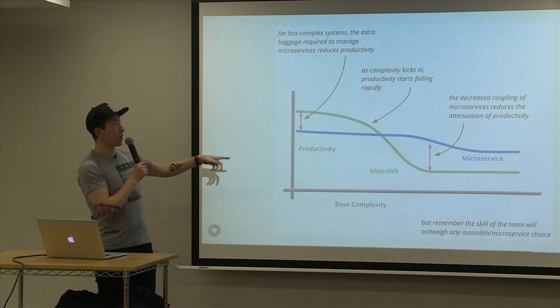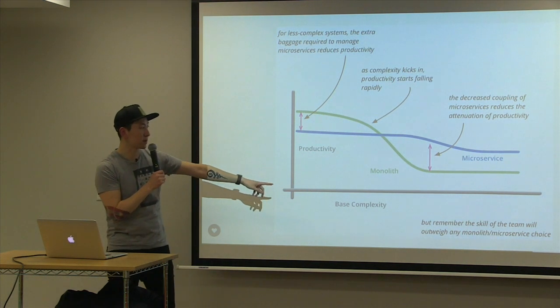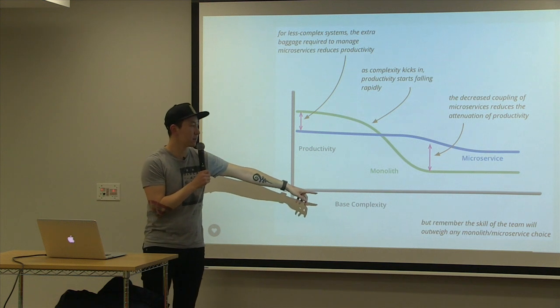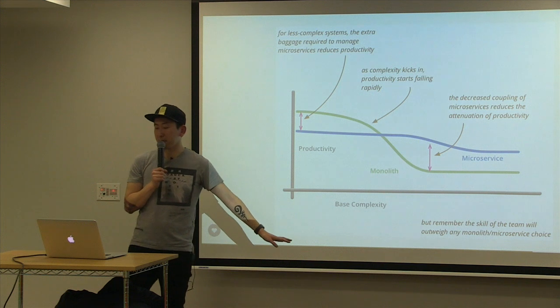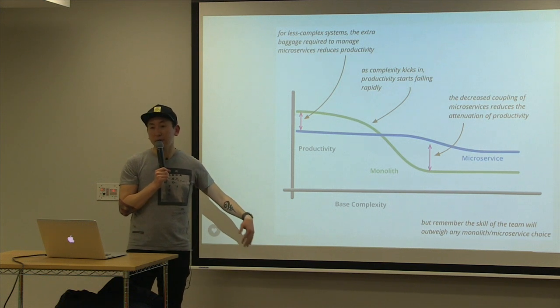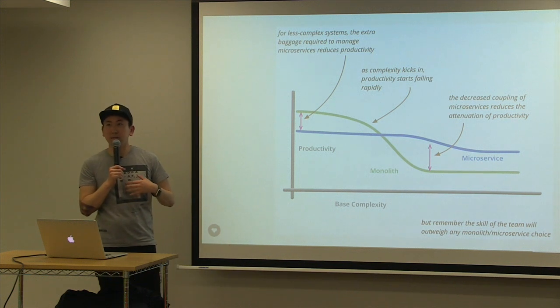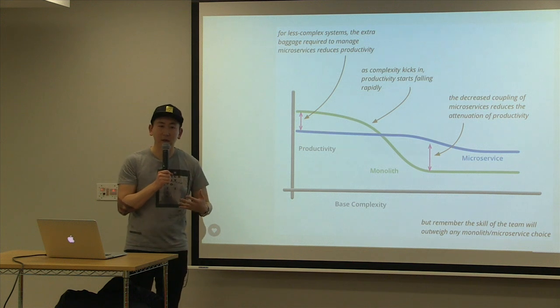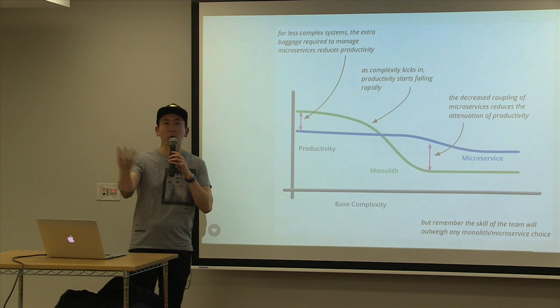But at the end of the day, I really like the last bit here. If I remember, the skill of the team will outweigh any monolith or microservice choice. I really believe in that. I think people are the most important thing. The team is the most important thing. I feel like nowadays when I talk about designing or writing an application, a lot of what comes to mind is how the team can work together.